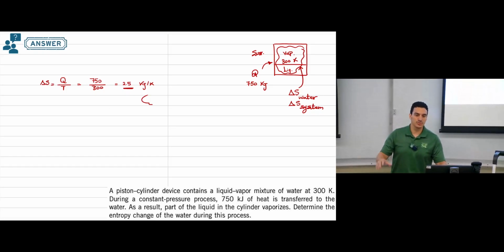Clear? So now, because delta S is positive, can we say this process is spontaneous? Can we say this conclusion? Yes or no? Anyone say yes? Delta S is positive, so the process is spontaneous. Okay. No? No idea?